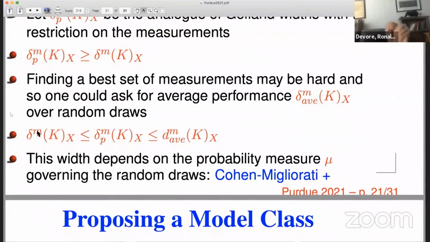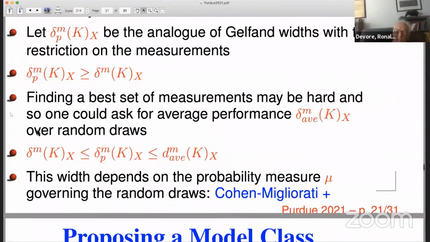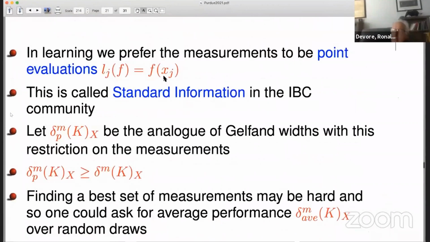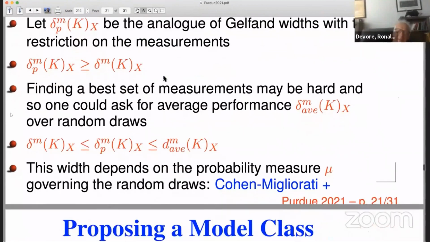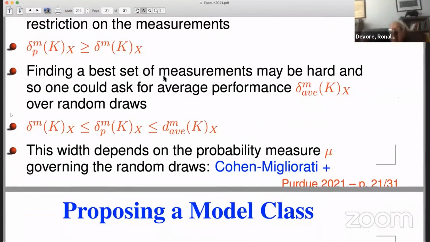And then finally, you have the problem that you don't get to choose the points. You're given the measurements. Those points, the xj, have been chosen for you. You didn't get to choose them. So what do they do in deep learning? They say, yeah, you were given those points, but we assume that these points were a random draw from some probability distribution.